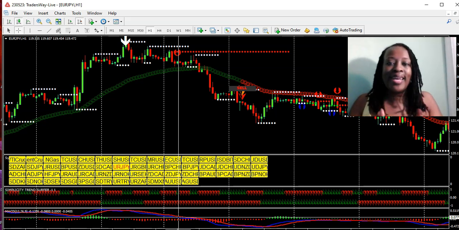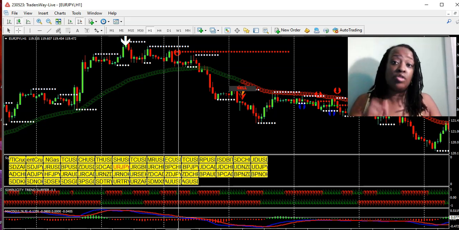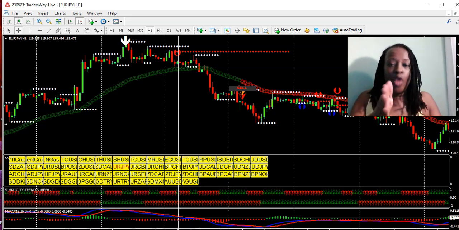The MACD identifies the transition. And the entry arrow set to 12, that setting, is in alignment with the cross of that center line. So that's why I use that particular setting, because it is in alignment with it.